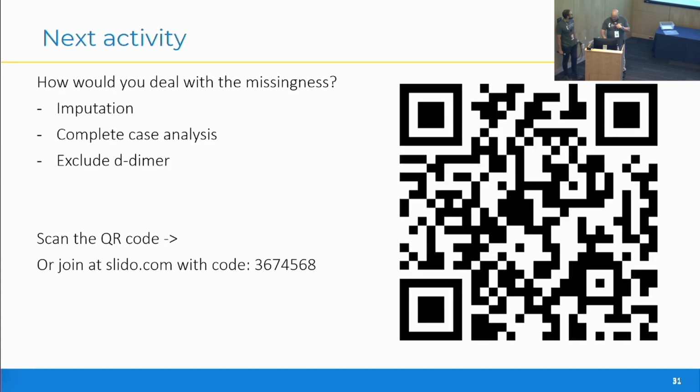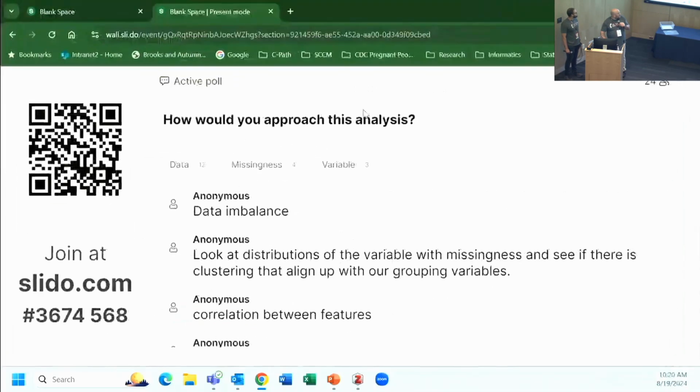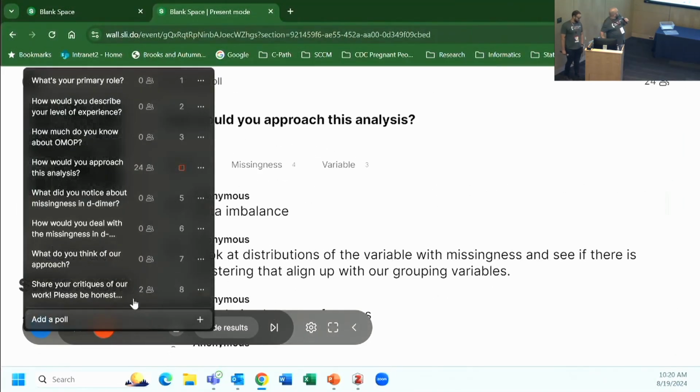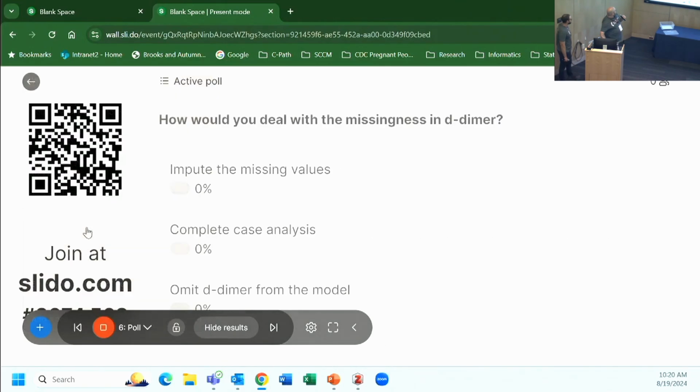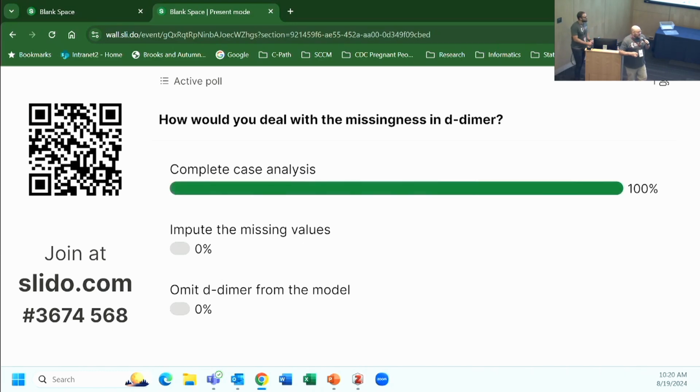So let's see if we can do another slide. Let's do a quick vote. Based on what you've seen, I'm giving you three choices. An imputation approach, dealing with the missingness, whether that's imputing based on means, normal values, nulls, whatever, versus complete case analysis, versus omitting the D-dimer from the model altogether. Those are the three choices that we're going to think about.